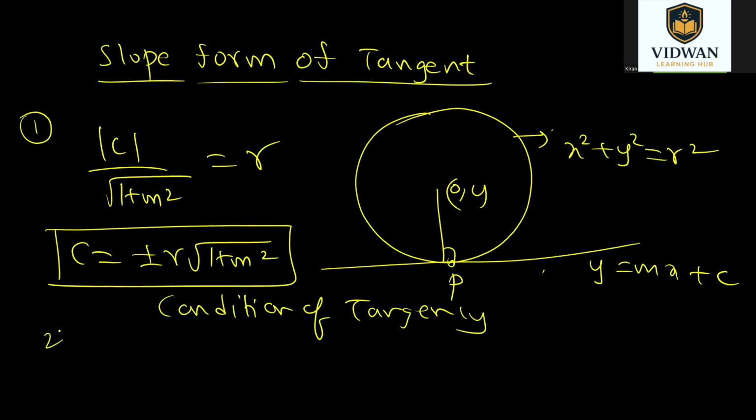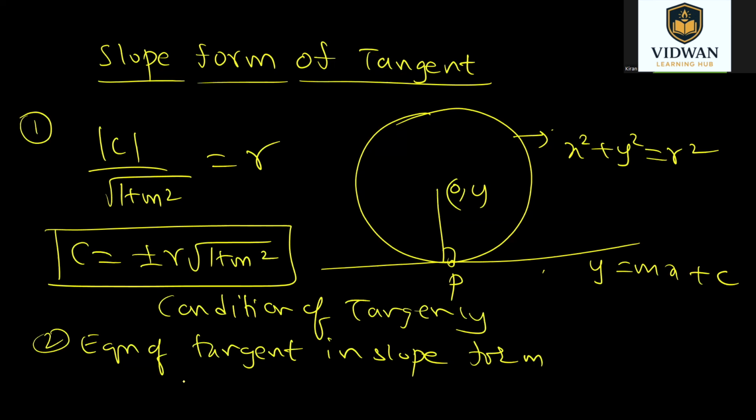The second thing is equation of tangent in slope form. For that, you just need to put the c value here in this equation. Equation of tangent in slope form. So y equal to mx plus c, you replace with the value. So y is mx plus or minus r root 1 plus m square. This is said to be equation of tangent in the slope form.